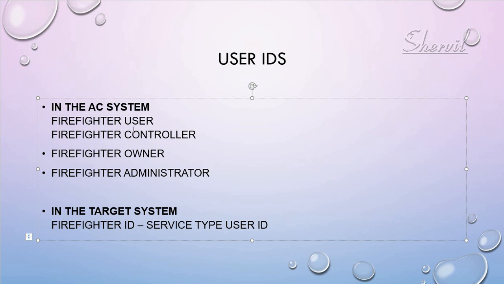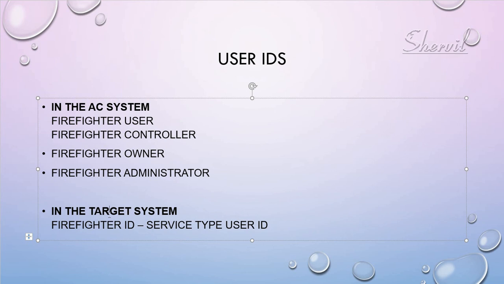Again, all these users have some SAP standard roles, which we'll see in the next slides, that need to be assigned to them in order to perform the activities within EAM. Okay, then you also have to create a special firefighter user ID in the plugin system, that is a target system, where the activities are going to be performed.